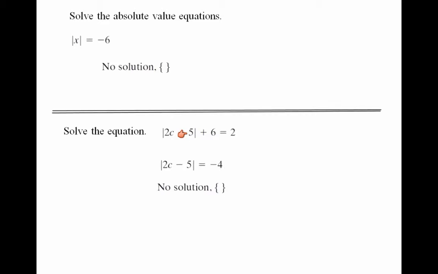This would be another example. When I isolate the absolute value, I see a negative right in front of that absolute value. So that would be, again, no solution.